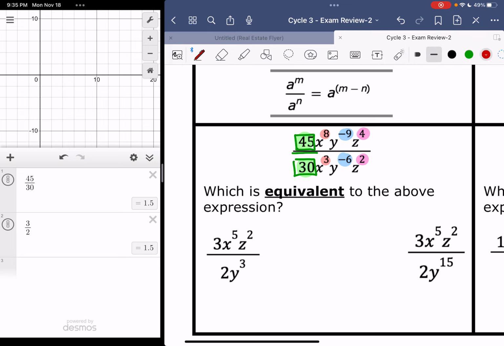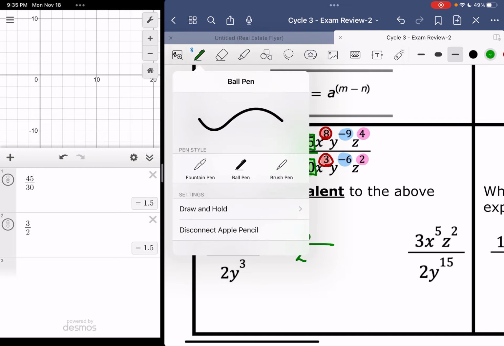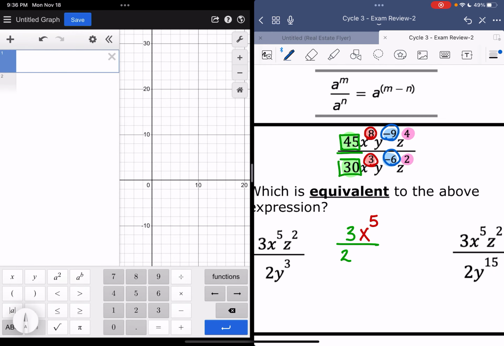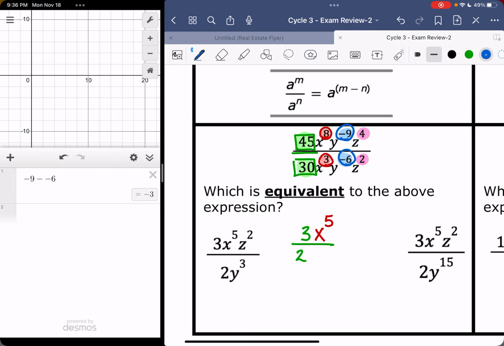And then I can start working on my exponents. My quotient rule says when I divide exponents, I subtract them. So I'm going to start doing that on these right here. I have 8 minus 3. So far my answer is 3/2. 8 minus 3 will give me 5. For my next one, I have negative 9 minus a negative 6. And you can use your calculator for any of these, right? We have negative 9 minus negative 6. That is a negative 3.